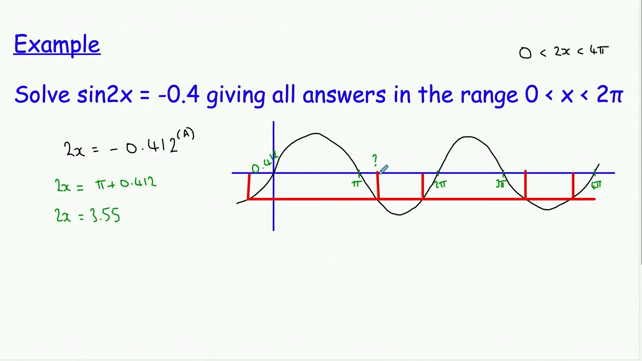So there's 3.55. How do we get the next one? Well, actually I'm going to save that to memory B so that I can halve them all correctly later. The next one we're after here will be 2 pi minus the gap. 2 pi minus 0.412.